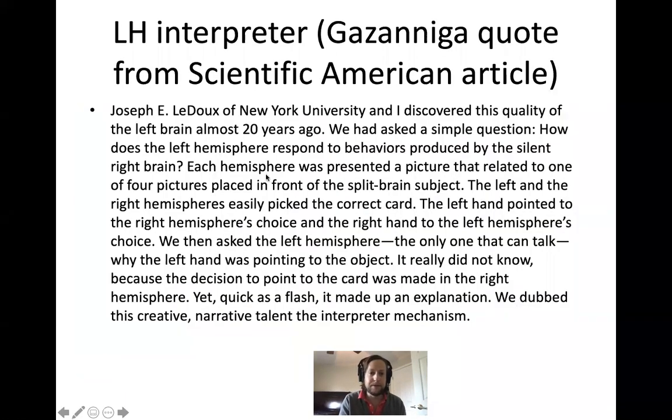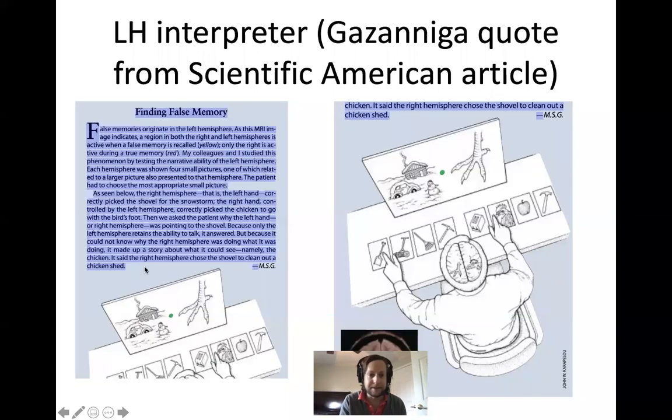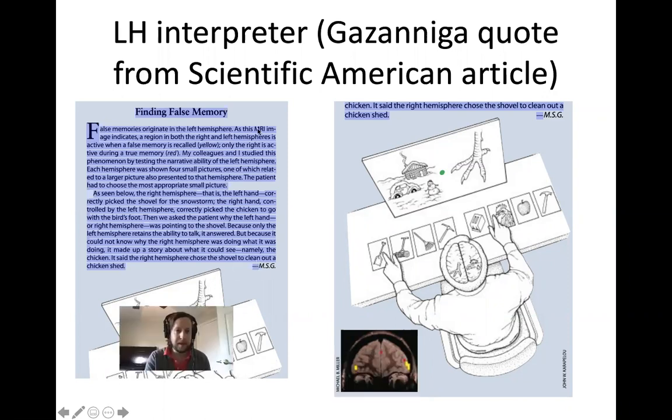This example, which is described here, is the best example of the interpreter. This is the same one that is described in The Master and His Emissary. The Master and His Emissary doesn't have these pictures though, so this is even slightly better because it has these nice pictures and a nice description. So we'll go through this one closely, and then we'll evaluate how this is an example of the interpreter.